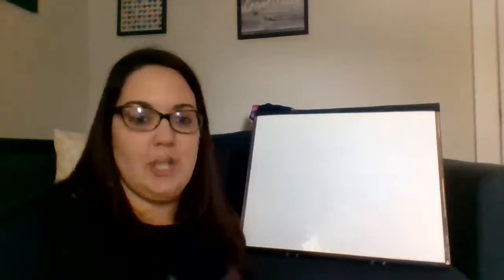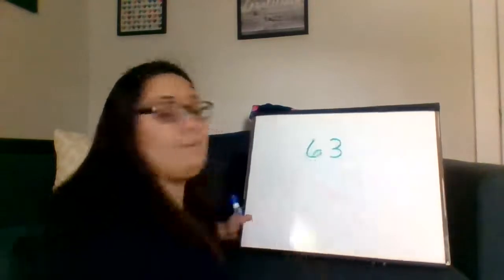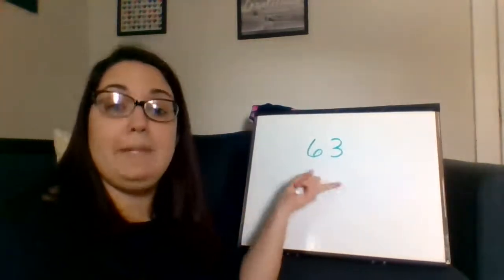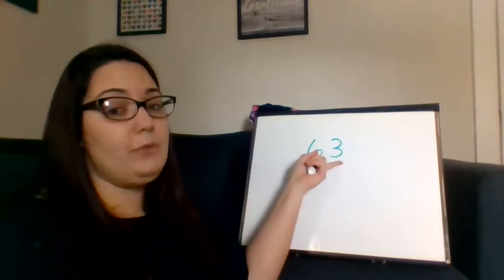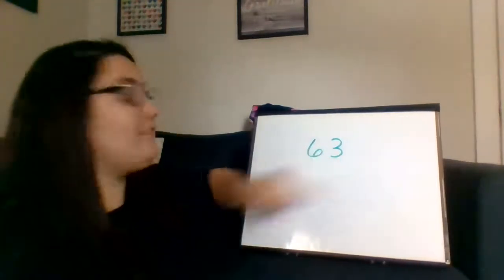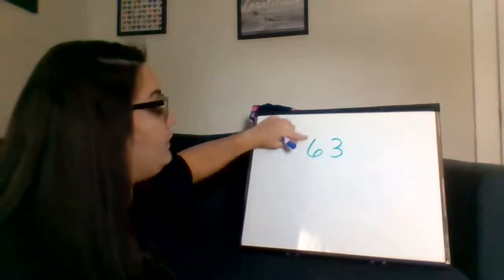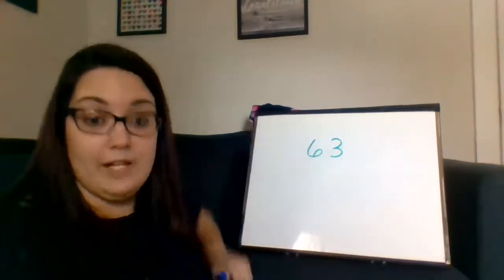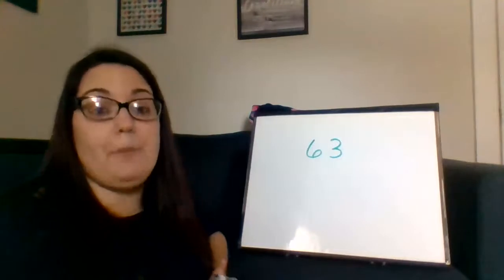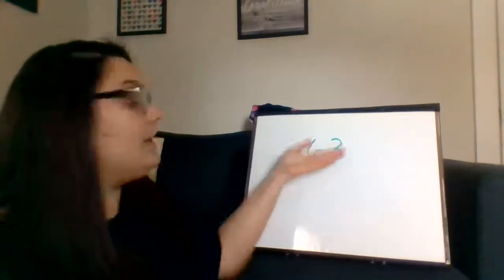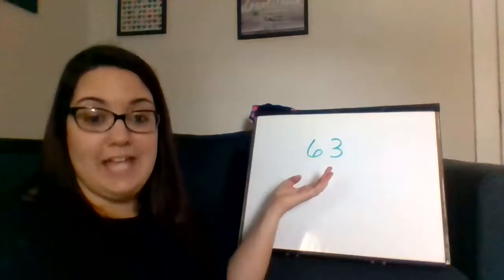So, before we can add, we need to understand what a two-digit number is. A digit is any number between 0 and 9. When we have two of those numbers, like 6 and 3 together, that makes a two-digit number because 6 is a one-digit number and 3 is a one-digit number. When we have 63 like this, that means we have 6 tens and 3 ones. When we're adding two-digit numbers using the standard algorithm, we're going to be adding our ones together and our tens together. Let's try a problem.